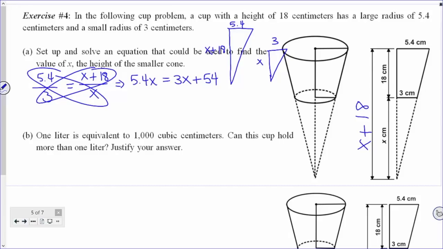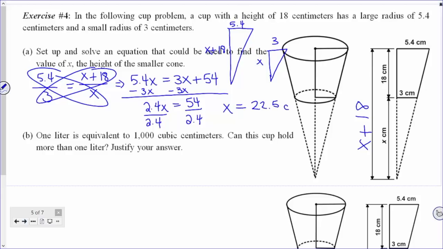Don't be scared by the decimal, right? Whatever. I'll just subtract 3x from both sides. And of course, if I have 5.4 of something and I subtract 3 of the same thing from it, I end up with 2.4x is equal to 54. And then I can just divide both sides by 2.4. These problems are oftentimes not very nice. We could do that on our calculator, but of course I've got it all worked out. We got 22.5. All right, 22.5 centimeters, okay?